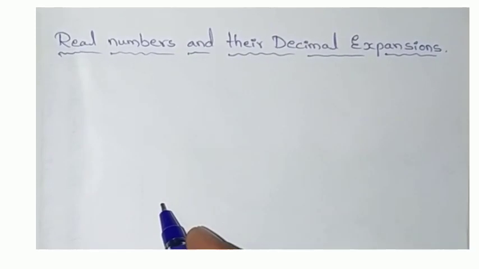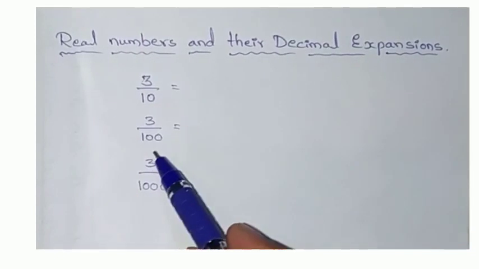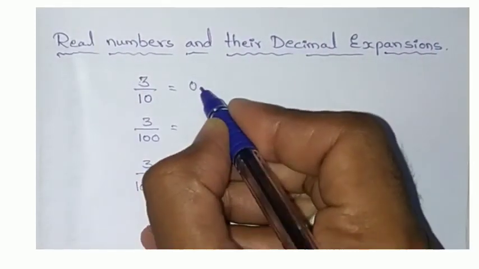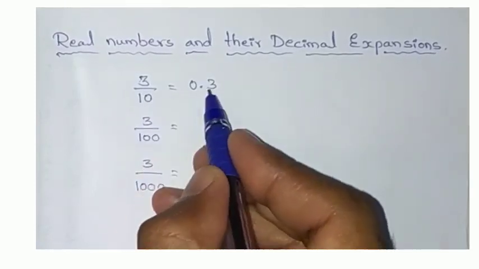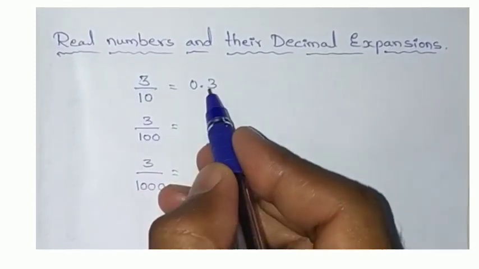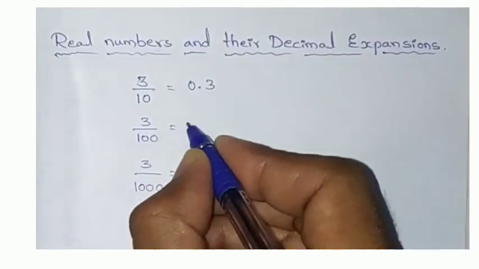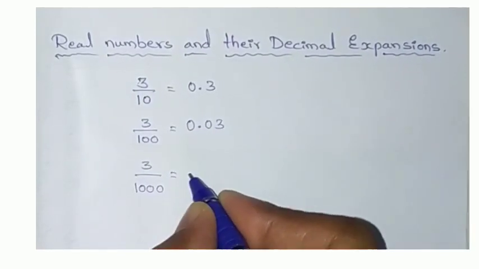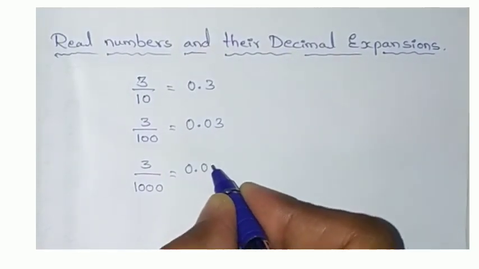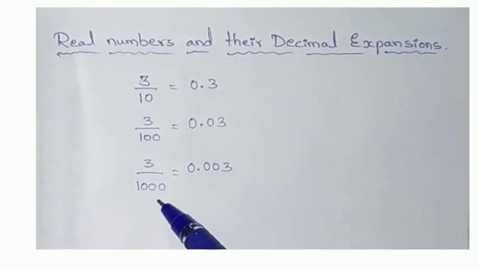Let's check the examples. So 3 by 10, how will we write it? It will be 0.3. So one zero is there, so we put the decimal point after one digit. Here two zeros are there, so 3 by 100 we will get 0.03, and next, 0.003 when we get 3 by 1000.